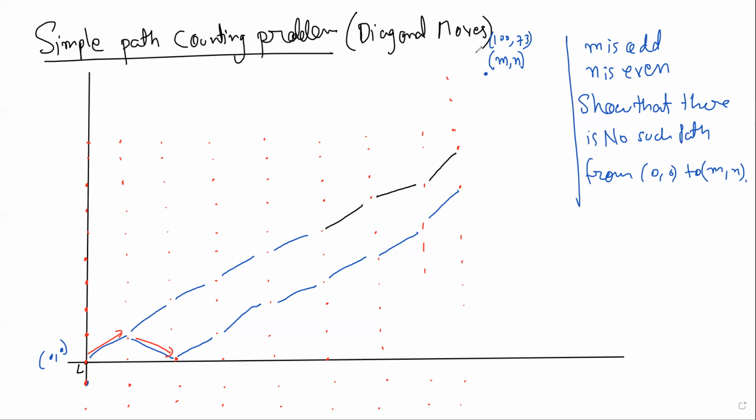So once again, starting from 0 comma 0, we want to show you cannot reach 100 comma 73 by using the diagonal moves. In fact, it's also true that if you use all 4 diagonal moves, you can come back like this, you can do all 4, still you cannot reach it. But we can keep it simple and just use the 2 moves that we had, as you can see examples on the board, northeast and southeast.